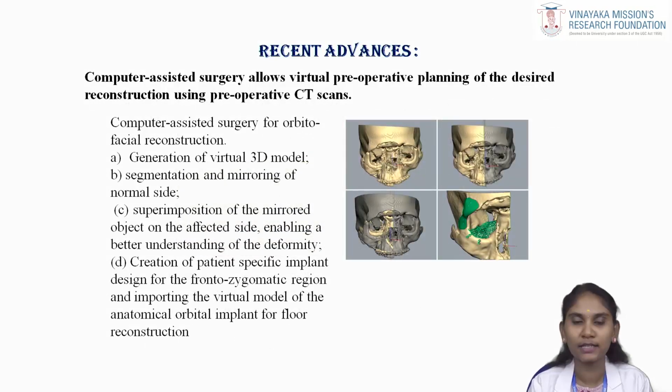Okay. So among the recent advances nowadays, there is computer assisted surgery allowing virtual preoperative planning of the desired reconstruction using CT scans. So here first a virtual 3D model is generated, and then we segment it and then do mirroring of the normal side. Third, superimposition of the mirrored image on the affected side, enabling a better understanding of the deformity. Fourth is the creation of the patient specific implant designed for the frontozygomatic region and importing the virtual model of the anatomical orbital implant for the floor reconstruction.